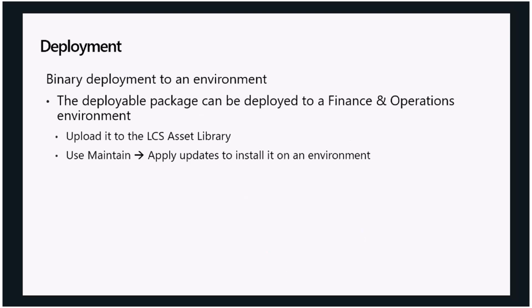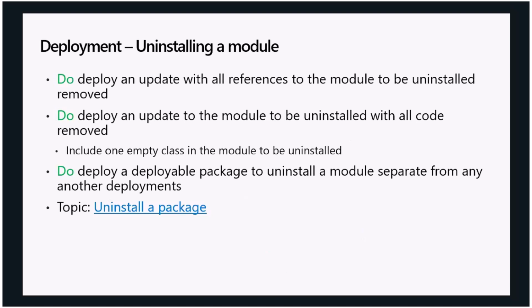The deployable package can be deployed to a finance and operations environment after it's in the asset library. On the environment, you choose maintain, apply, and the list from the asset library will show up. There is an option for uninstalling a module, which is getting that assembly off of that machine. The first thing you need to do is isolate the module that you want to remove. To do that, you deploy an update to all the modules that you're keeping to remove any references to the module you're getting rid of. So if you have customizations that used to use the module you want to remove, you need to remove your reference and then fix all your code to not access that module.